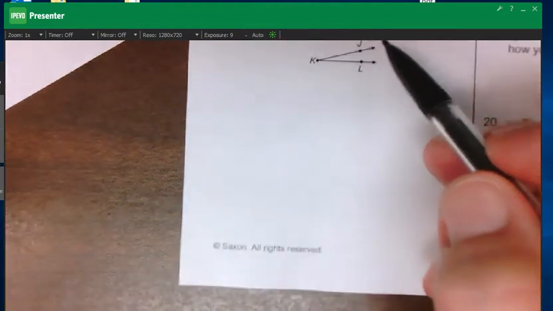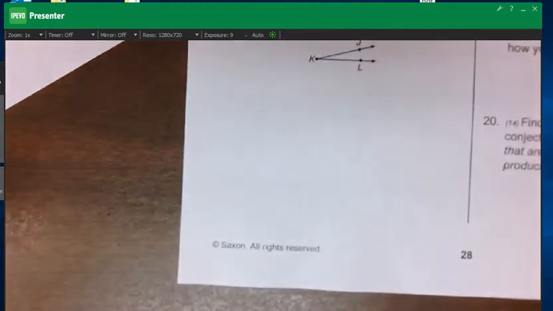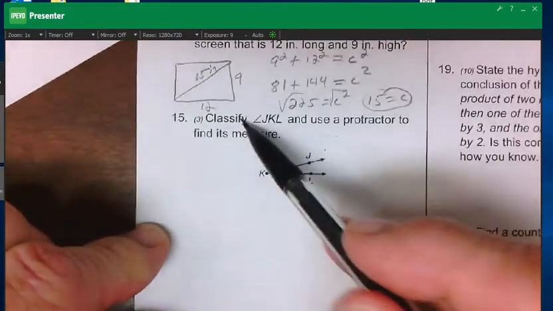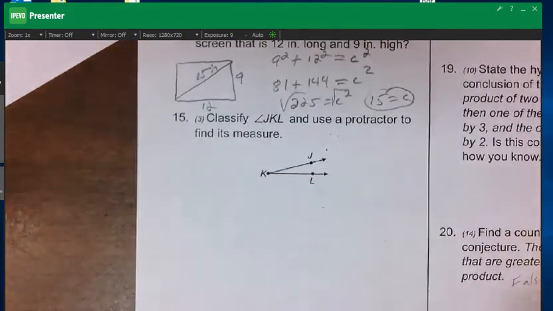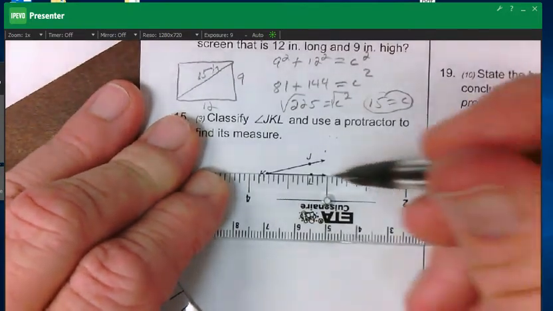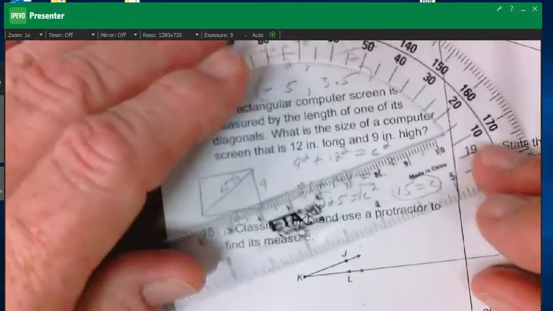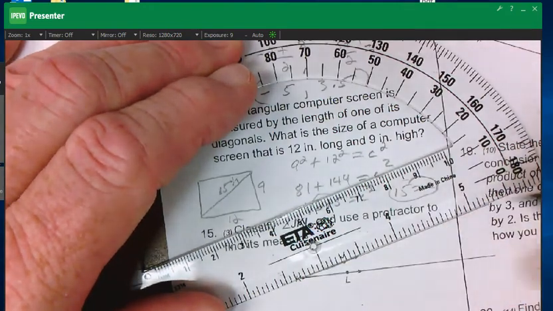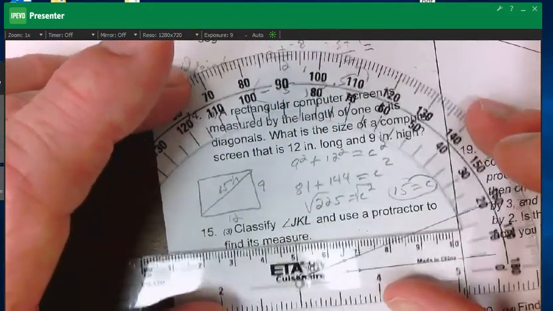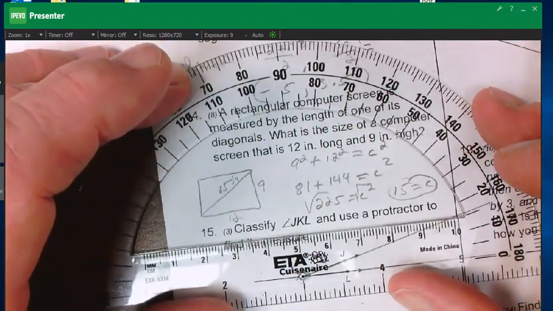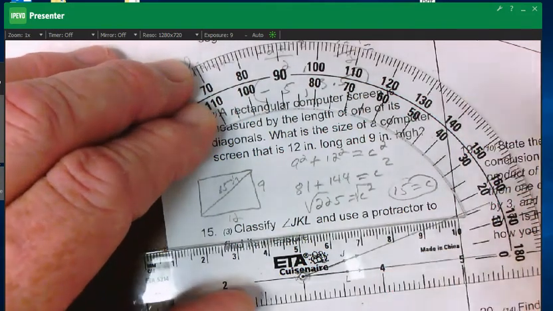In this problem, you need to measure the angle and then determine its classification. Right here, we've got to measure this. We're going to extend our lines, which gives me enough length, I think, to measure it. See how I'm putting that right in the window there, lining up this line.